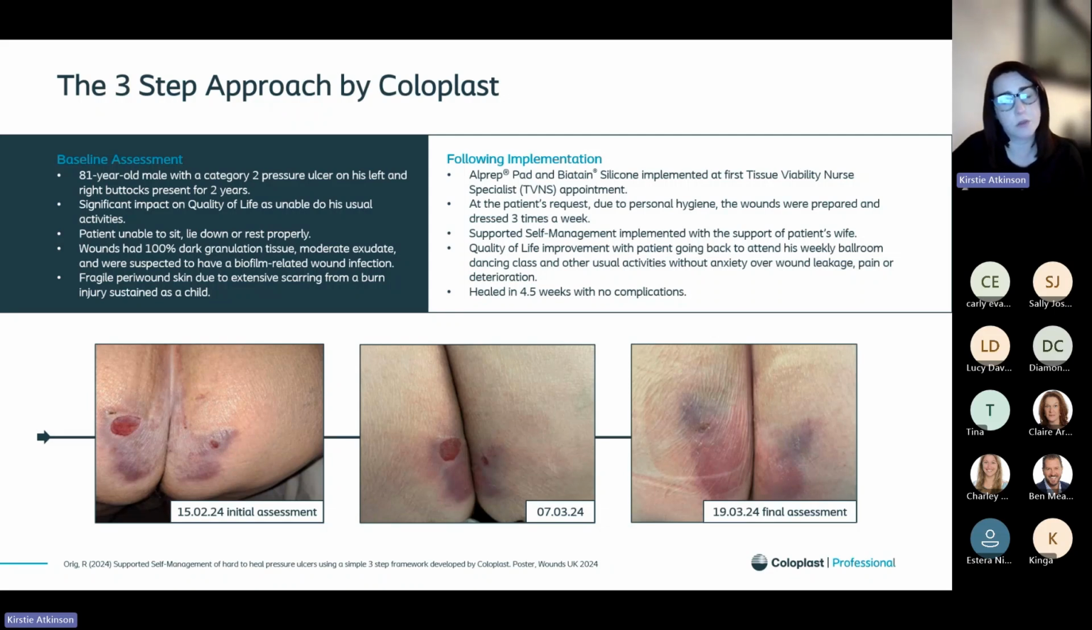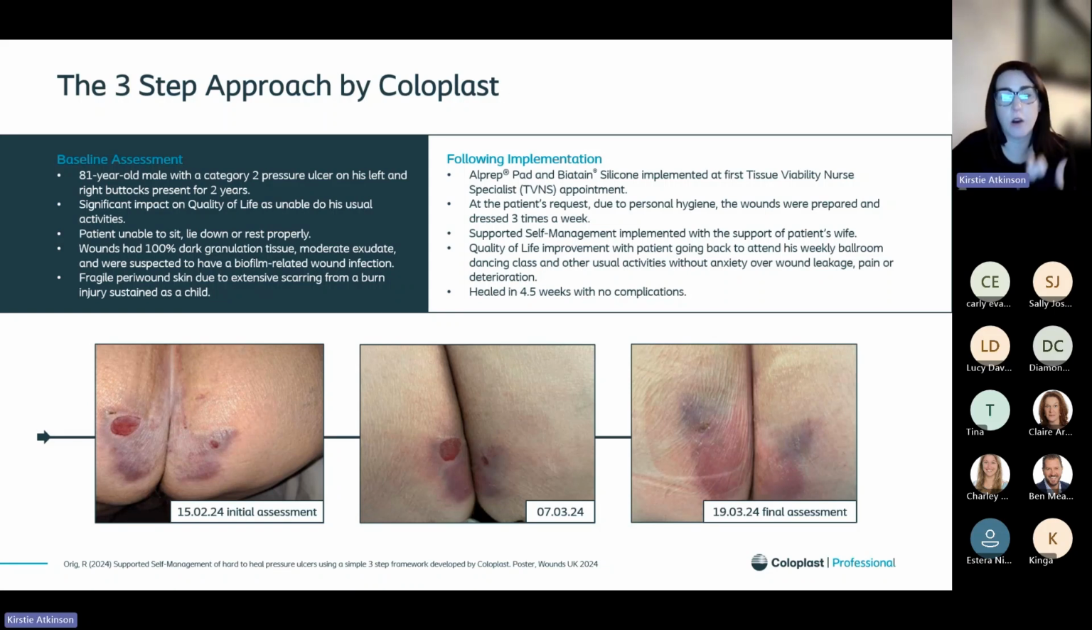So Rommel utilised a three-step approach on this patient, and he used all prep pad for wound preparation, and biotin silicone was implemented following the first appointment. At the patient's request, and due to the anatomical location, the wounds were prepared and dressed 3 times a week, whereas in most of the cases of the other 59 patients involved in this cohort, the wound dressings were only changed, and wound preparation was only performed, twice a week.